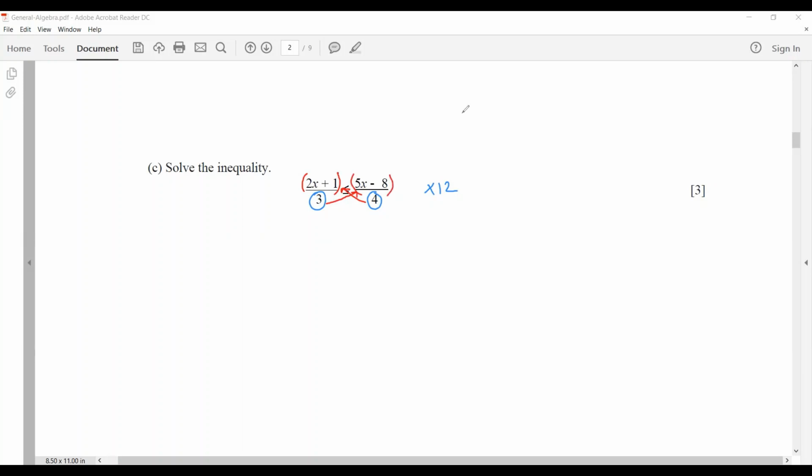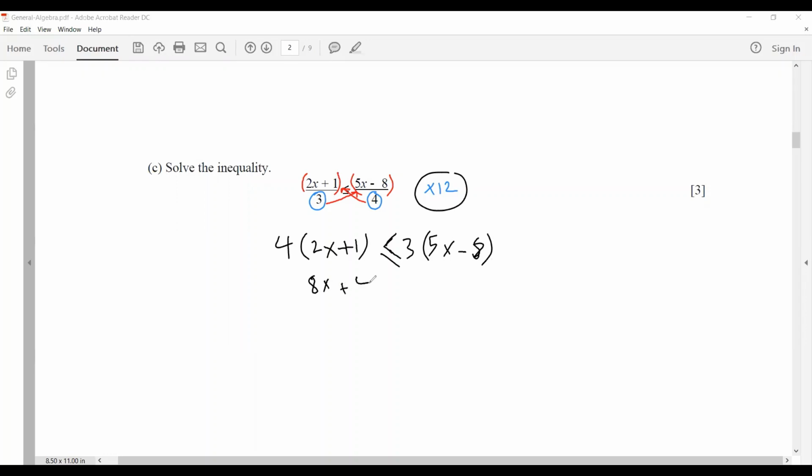It doesn't matter which path, because this is algebra, and in algebraic manipulation there are many approaches, many strategies you can use. So I'm going to get 4 times 2x plus 1 less than or equal to 3 times 5x minus 8, and I don't need to flip this sign in the middle, because the 12 here is not a negative number, right? Nor 4 or 3. So I'm not going to make any changes to this symbol. And then do the expansion.